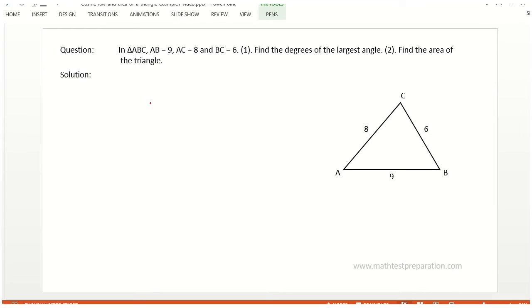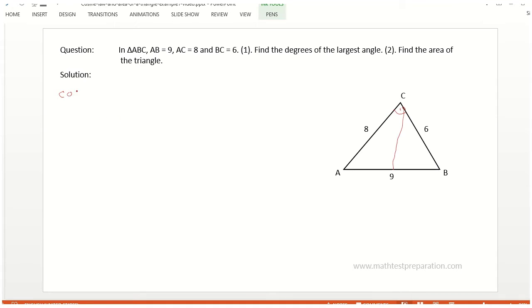The largest angle is opposite the longest side. The longest side in triangle ABC is AB, which is 9. So AB is opposite the angle C. So the angle C is the largest angle. Now we will find the angle C by using the cosine law.